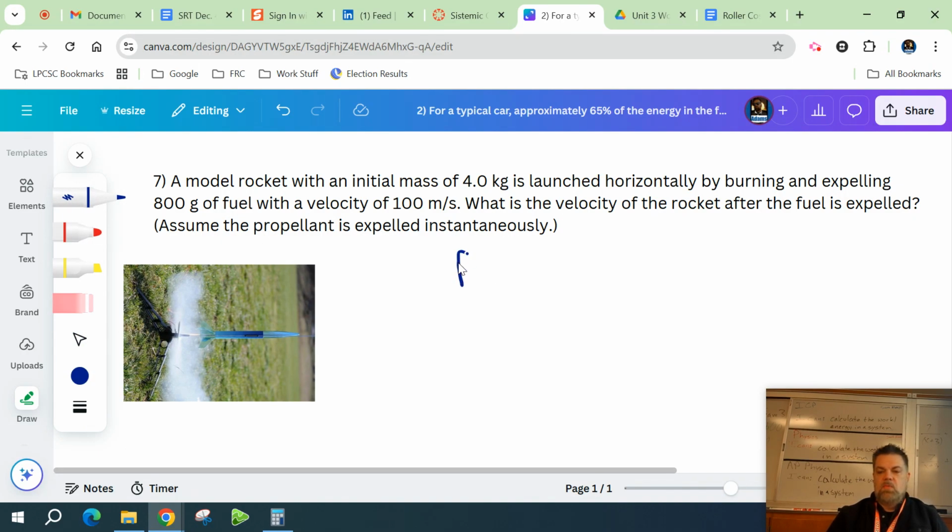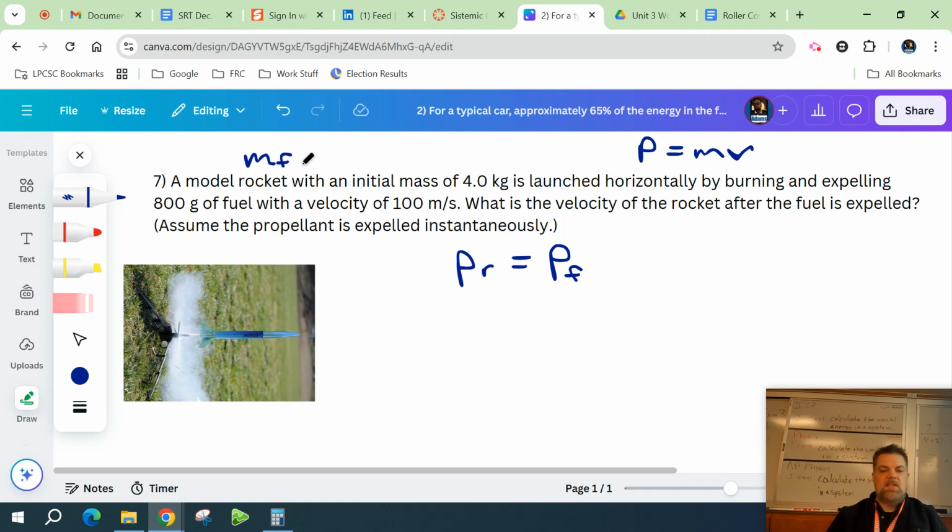So we're going to do the momentum of the rocket should be equal to the momentum of the fuel, right? And remember that momentum is the mass times the velocity of the object. And eventually what happens is the fuel goes away, and then we are left with the momentum of the rocket. Well, what is the mass of the fuel?